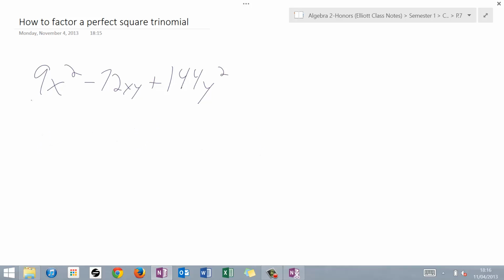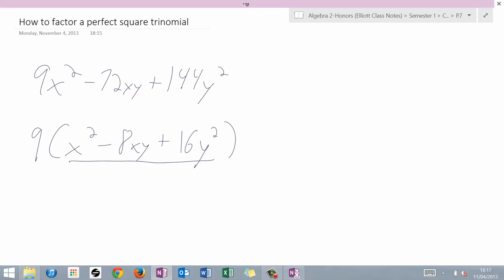If I look at 9x squared, 72, and 144, I see that they're all divisible by a 9. So that is greatest common factor factoring first, which is the first step you should always do in factoring. Pull out a 9, and I get x squared minus 8xy plus, and 144 divided by 9 is 16, so 16y squared. What we have remaining is still a perfect square trinomial.